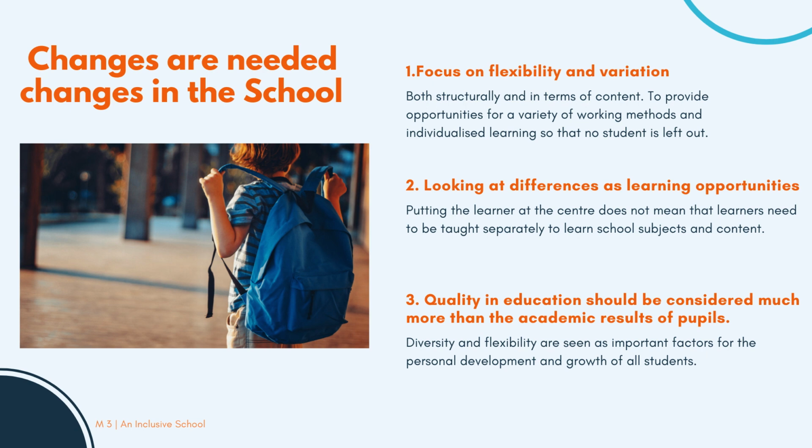It is important to explain that putting the learner at the center does not mean that learners need to be taught separately in order to learn. And finally, perhaps the most important aspect that underpins this paradigm shift to an inclusive school: 3. Quality in education has to be considered much more than the academic results of students. Diversity and flexibility are seen as important factors for the personal development and growth of all students.